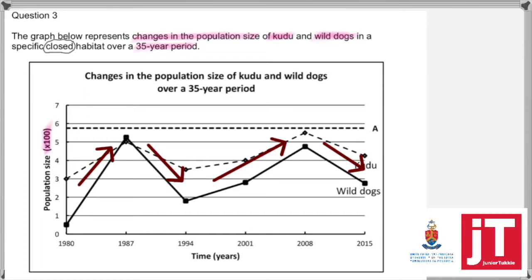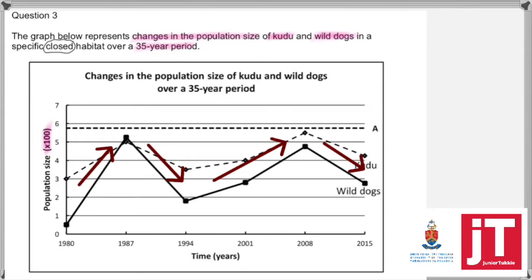I always tell my students, make sure you get good context from the information that you're given before you look at the questions, so that the questions become so much easier when we try and answer them after looking at the graph. So here you can see we have a graph that represents changes in population size of kudu and wild dogs in a specific closed habitat over a 35-year period.